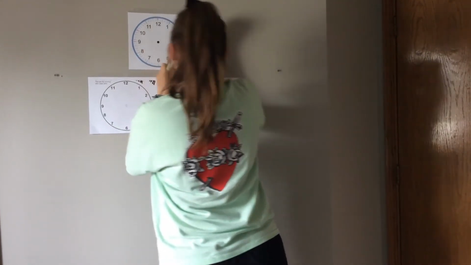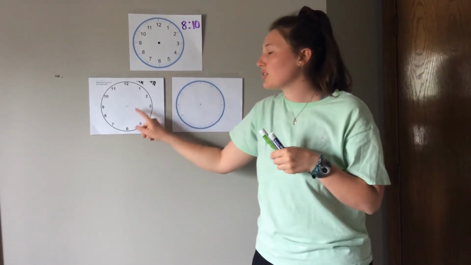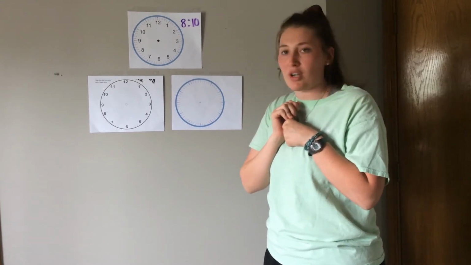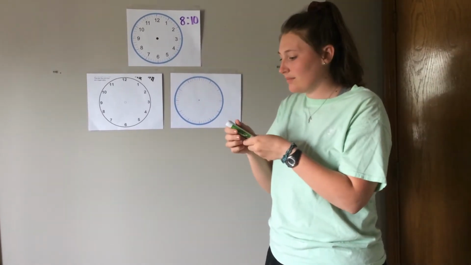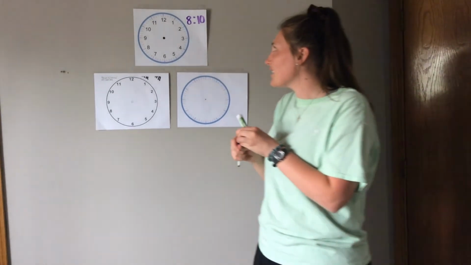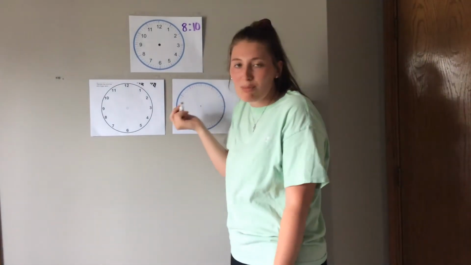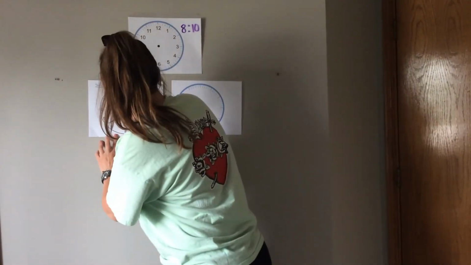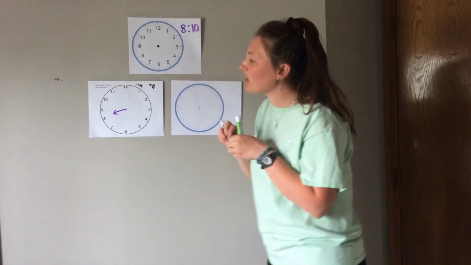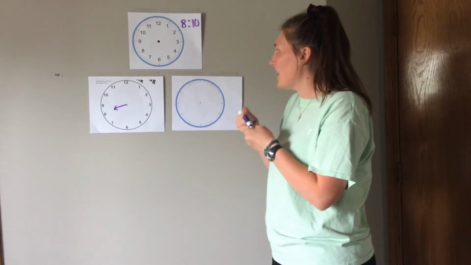Okay, 8:10. All right, so let's do it on our charts first. So Madison, what would be my hour hand? Where would I place that? Okay, I see. So you looked at the 10. You noticed that it's just beginning. It's the beginning of the hour, so it's going to be pretty close to 8, isn't it? Good job. Okay. So it's still pretty close to the 8. Okay, good job. And what about my 10?